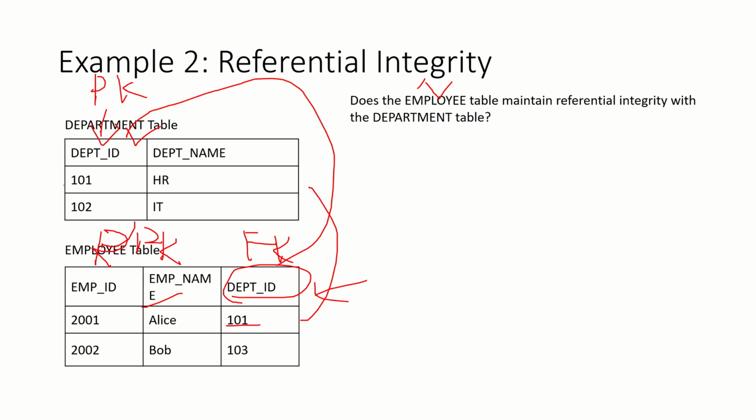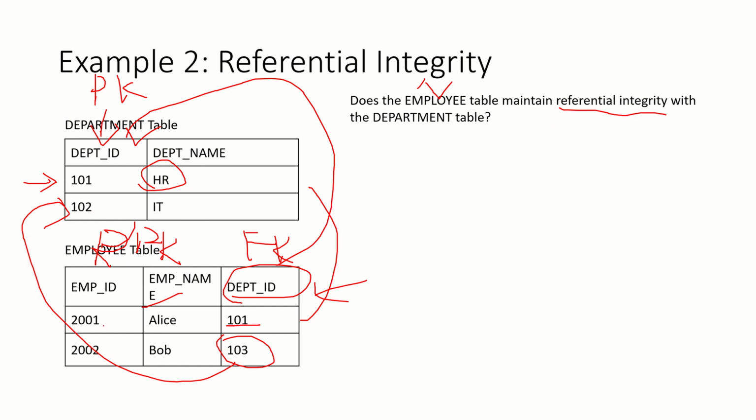So 101, yes, this one is matched. That means Alice works for the HR department. Then 103 is which department Bob is in. Bob is not in 101 or 102. We couldn't find 103 in the department table. That means they violate referential integrity.